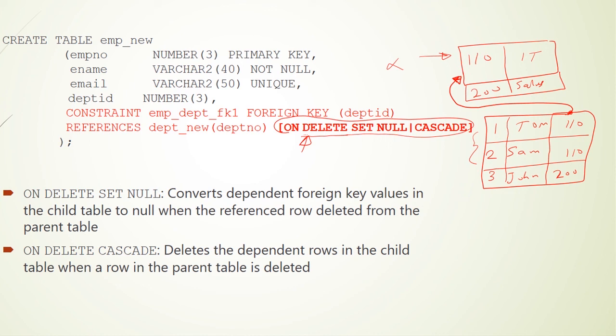But if you define the foreign key constraint as on delete set null and you try to delete department ID 110, in this case Oracle will remove this record and it will go to all dependent foreign key values in the child table and put null here, null here. On delete cascade means that if you delete the parent record here, it will remove these two dependent records. So we have to be very careful when we define foreign key constraints using on delete cascade or on delete set null.